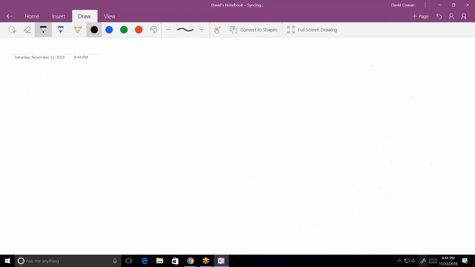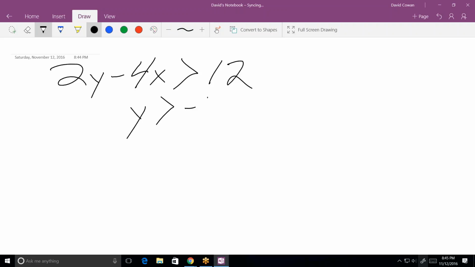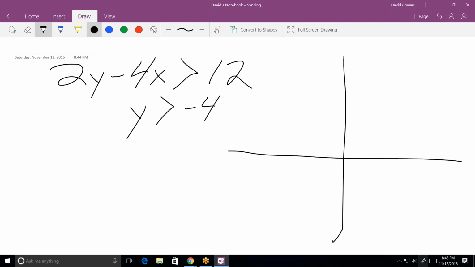Okay? What else you got? Let's do 2y minus 4x is greater than 12. And then underneath it, y is greater than negative 4. All right. Here's a situation where we have to graph two lines, shade each one, and whatever area is in common, that's our area. That's the solution area.